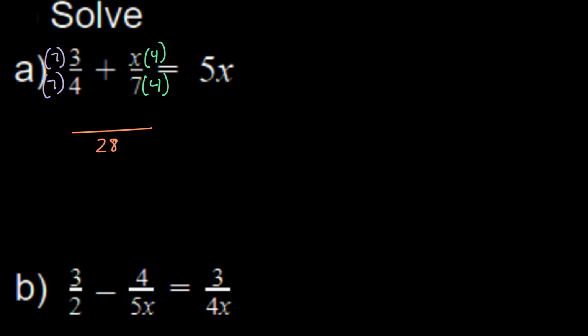28. And 7 times 3 is 21, and x times 4 is? So what is our numerator going to end up being? 4x plus 21. Yes. All right. Now what do we do here?